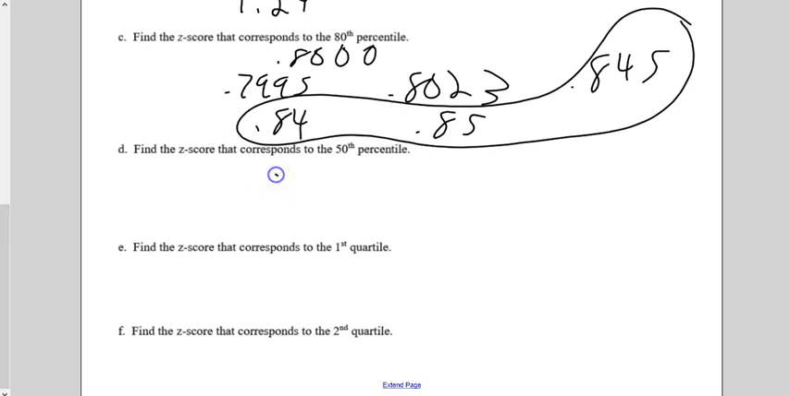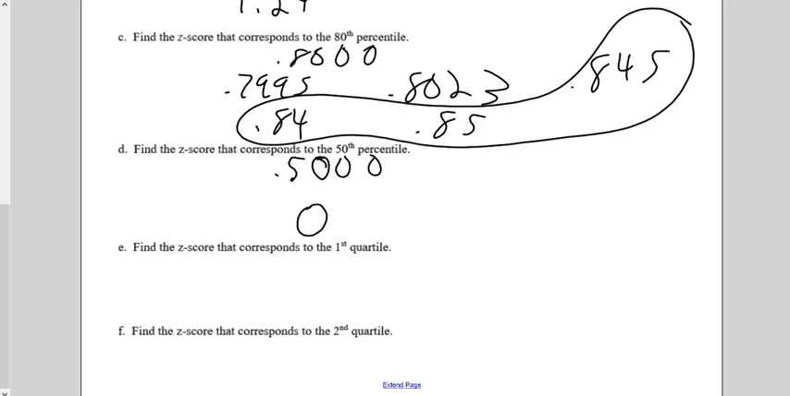Okay, 50th percentile, that's 0.5000. Now, when you do that, there's not really much to think about here. That's half of it, so that is exactly the z-score of 0. It's in the upper left-hand corner, 0.00. So that's it.